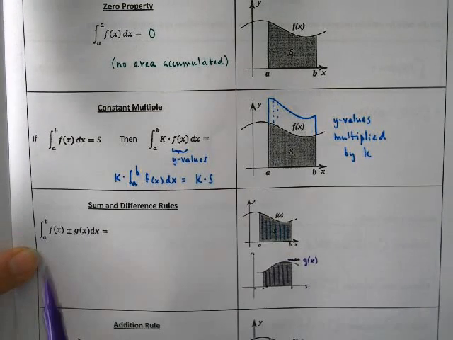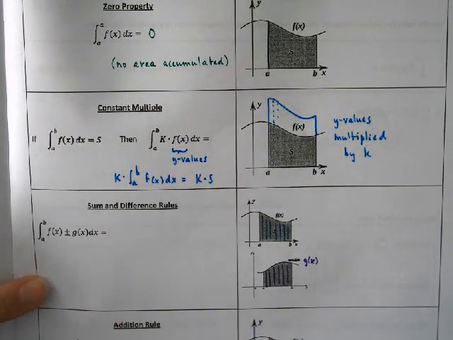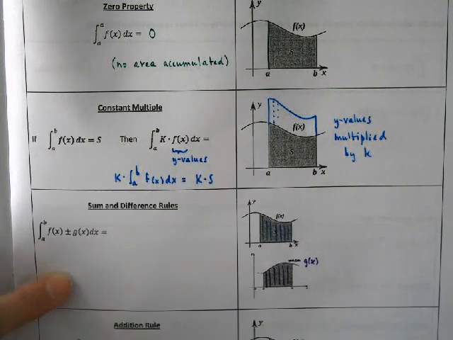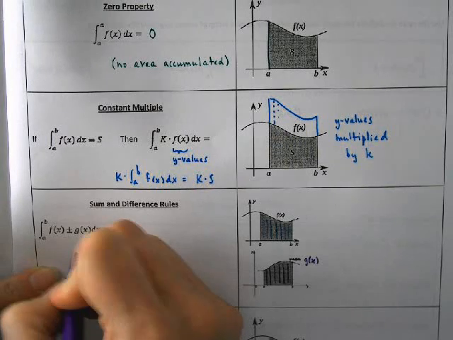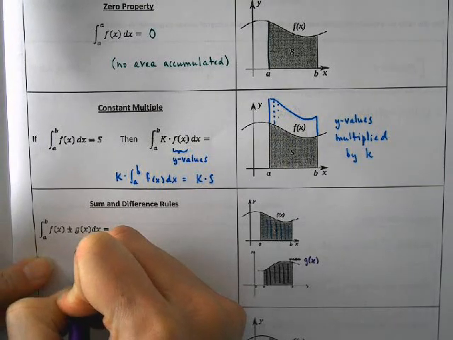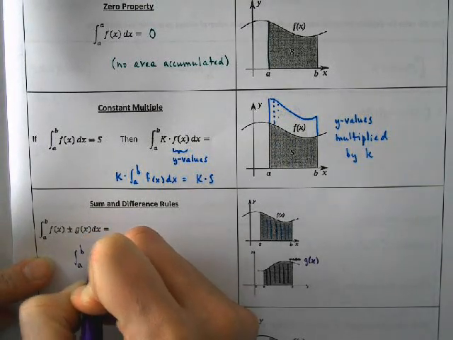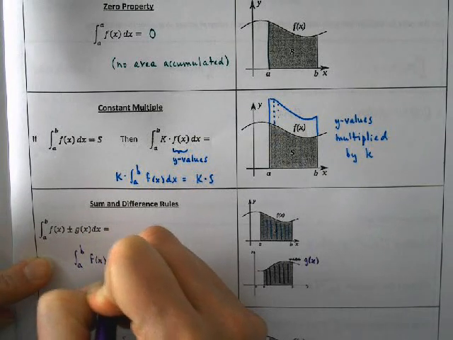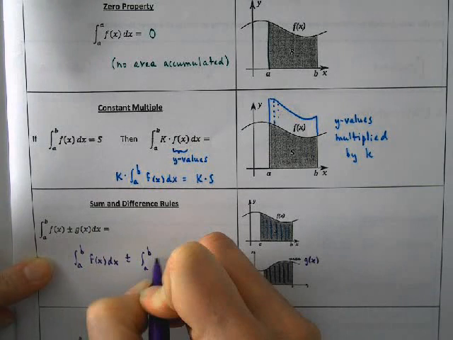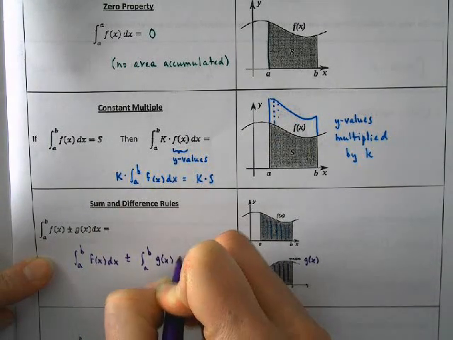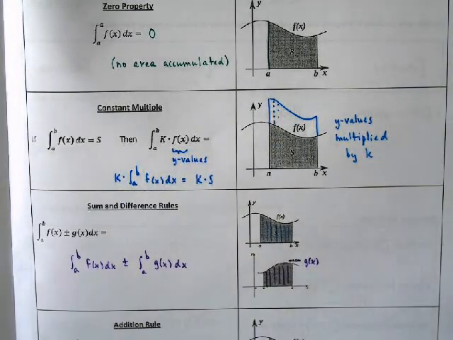So if I have the integral of the sum or difference of two functions, that's the same thing as the sum or difference of the integrals of those functions. That's the same thing as the integral from a to b of f of x dx plus or minus the integral from a to b of g of x dx. We can basically just split those apart and add or subtract those areas.